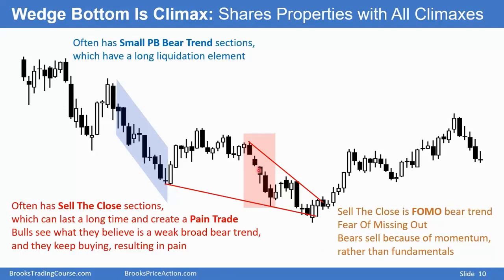Sell the close. It's a FOMO trade, fear of missing out. The bears sell not because the market is expensive. They sell because it's going down, and they believe it'll go down at least for a small second leg. They're not selling because of fundamentals. They're selling based on momentum. As soon as the momentum stops, everyone is trapped in shorts and they suddenly give up. It's a crowded trade. Too many traders short. And once the momentum down ends, the bears buy back in a panic.